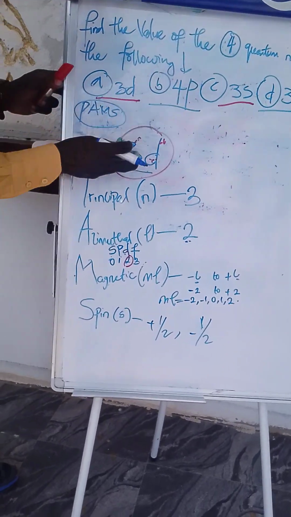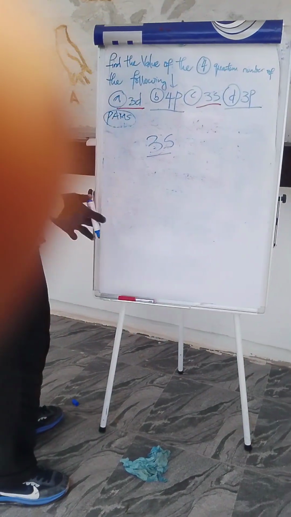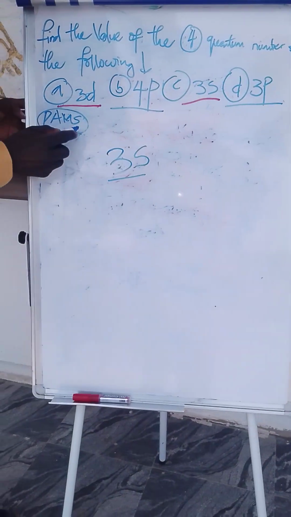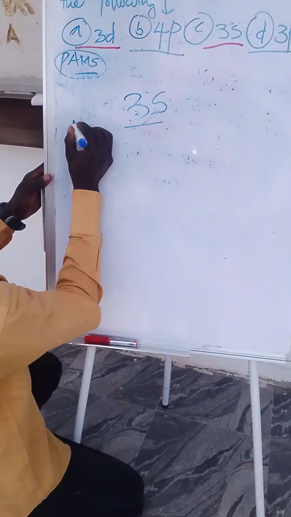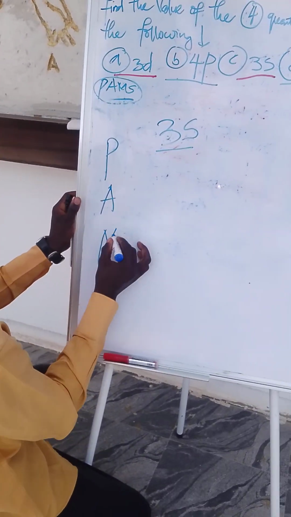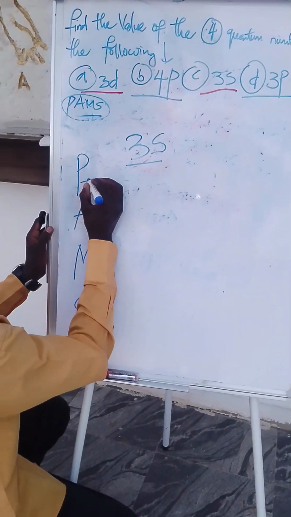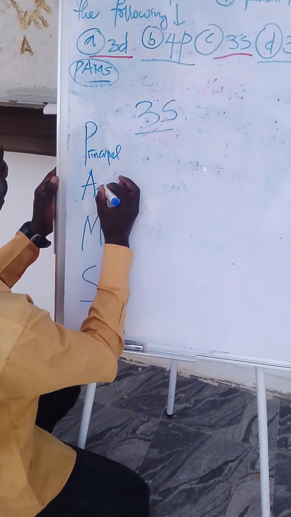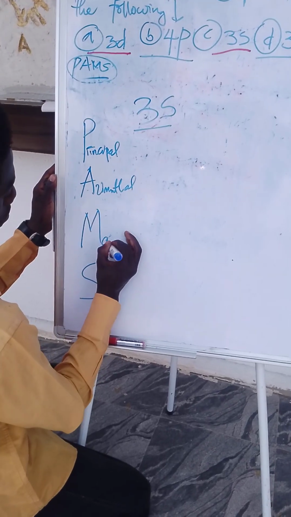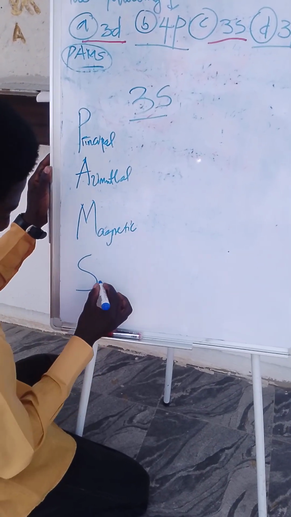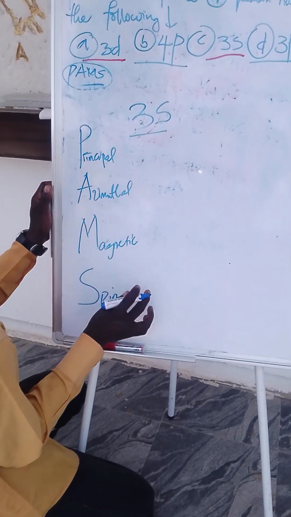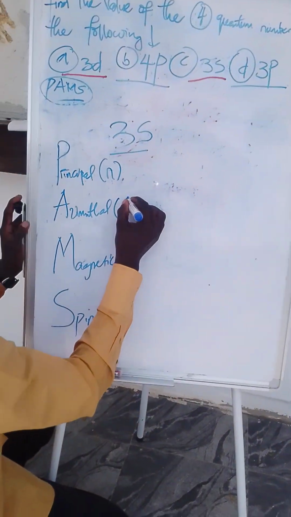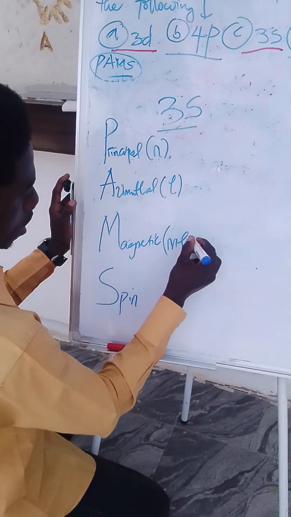Alright, let's clean the board. Now let's do for 3S. This thing is simple now. For the quantum numbers, let's start again: P, A, M, S. Our P is our principal, then azimuthal. Even a toddler would understand this. Even a primary one student, if they watch this, there is no way they will not understand. So our P is given as N, L, M of L, and spin.